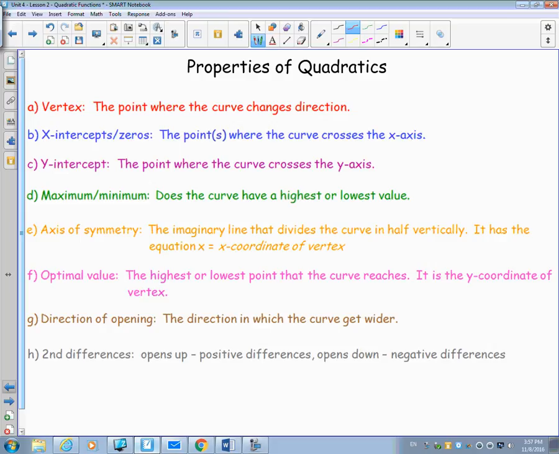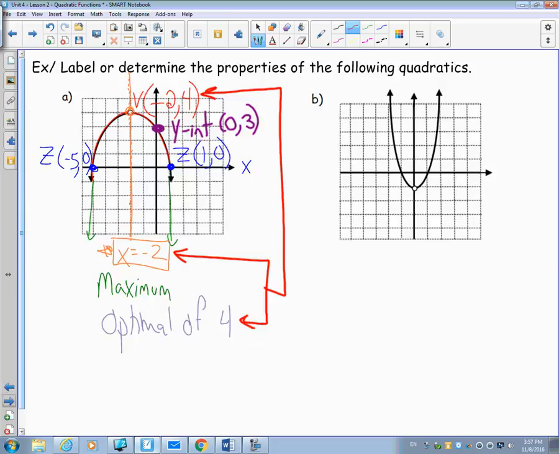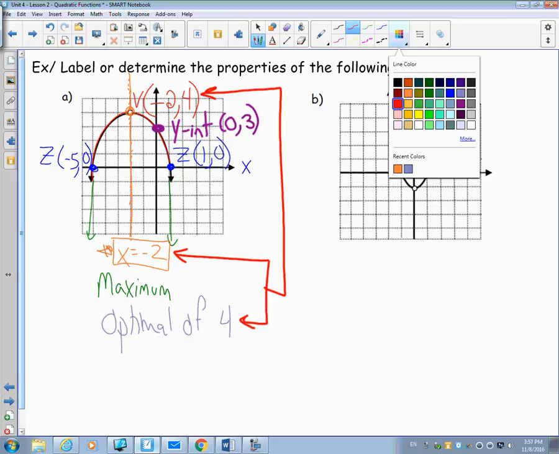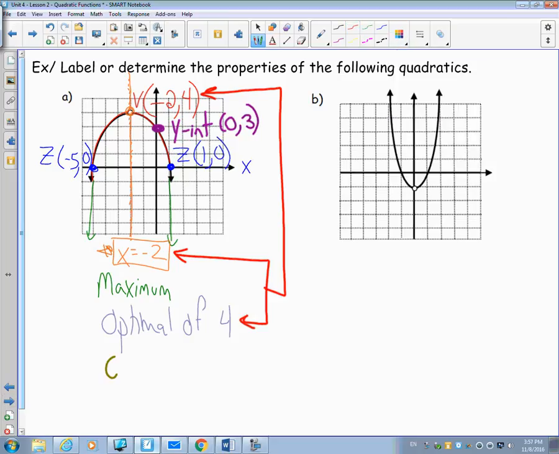We'll try letter G, the direction of opening, the direction in which the curve gets wider. If we look at ours, our curve seems to be getting wider as it goes downwards. So we would say this thing opens down. It's getting wider and wider as it goes down. You might think of it as the word concave down too, if you think about science. Concave down, opens down, same thing.